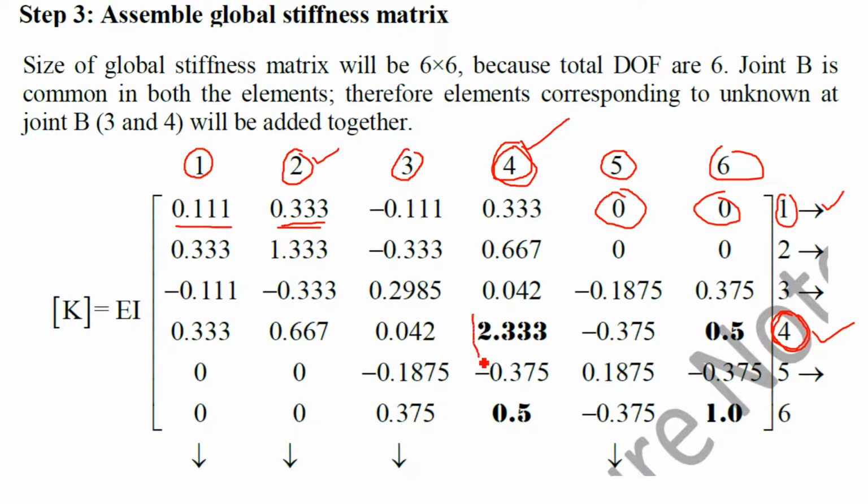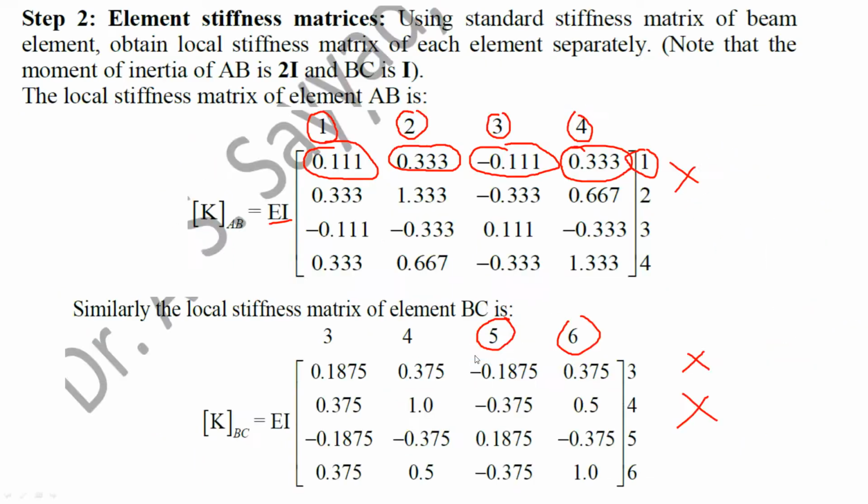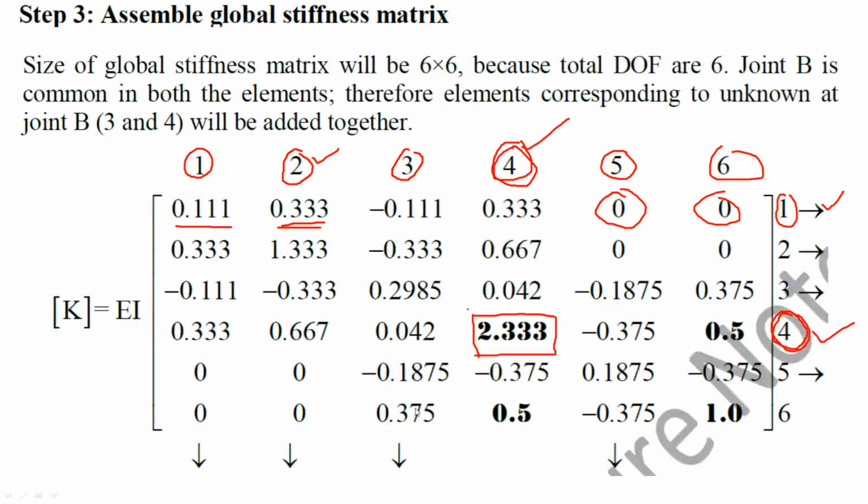For example, this is column 4 and row 4. If you want to write down this 4 4 combination, in the second matrix there is one element, which is 1, and a similar combination is also available in the first matrix. Look at the last column and last row: this 4 4 is 1.333. So there are two elements for this combination 4 4, 1.333 plus 1, and the answer is 2.333. That's why it is 2.333. Like this you have to find all the coefficients.